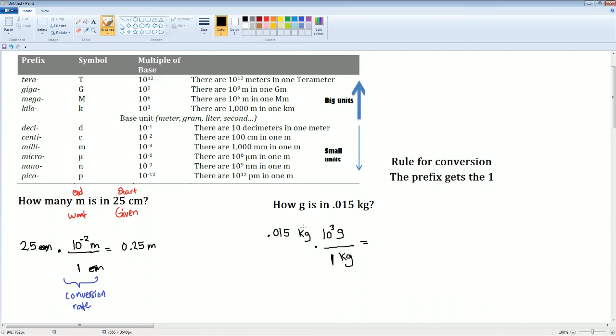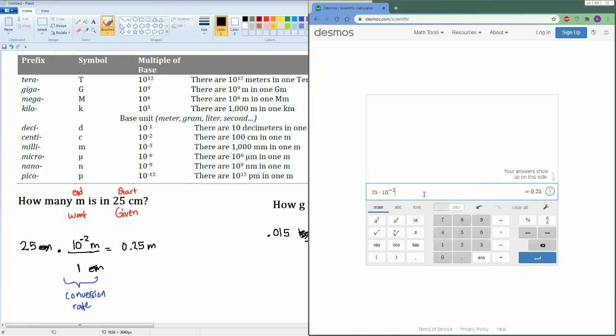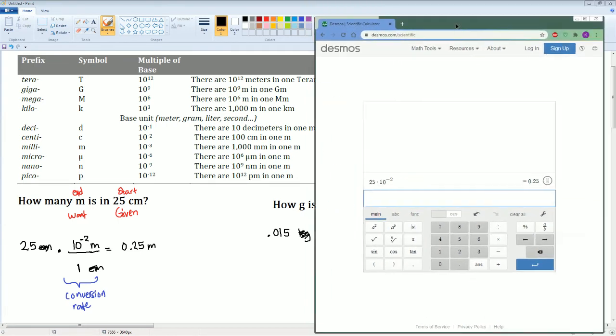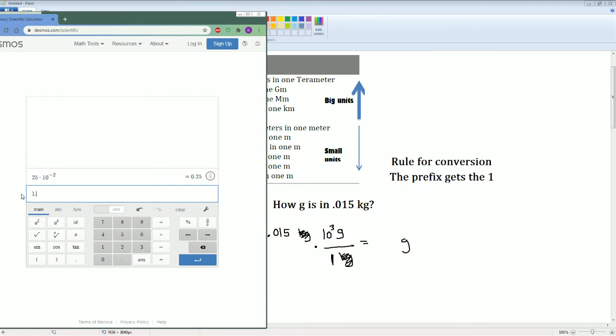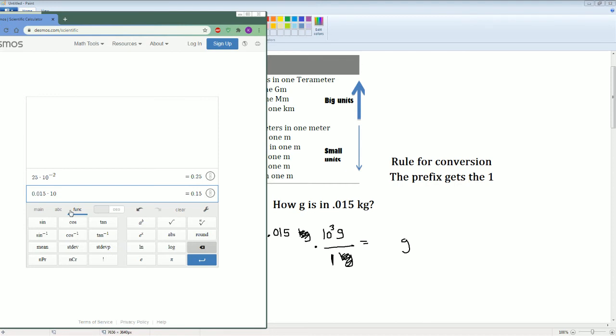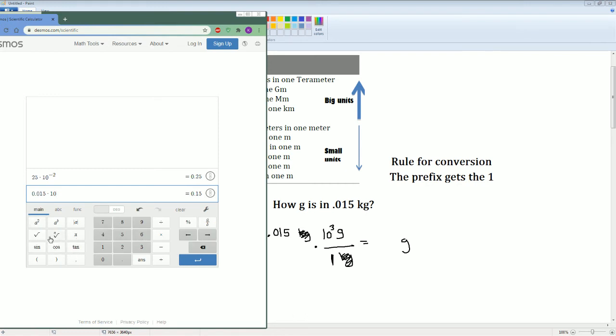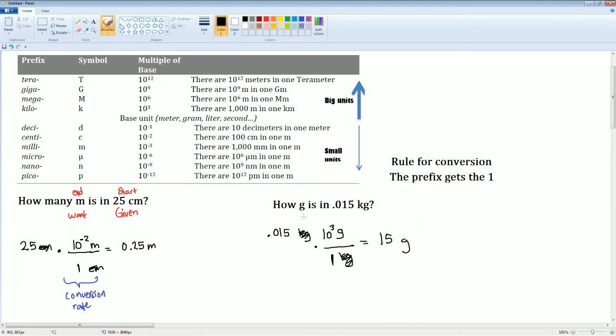Now we just do the multiplication. Kilograms cancels out with kilograms, leaving you with grams. That's exactly what you want. Let's pull up decimals. That problem was 0.015 times 10, and where's the caret symbol? Right here, yep. We want this to the power 3. And that becomes 15. So we would say this is equal to 15 grams. All right, so there you go. That is how you convert kilograms into grams. This is the conversion rate.